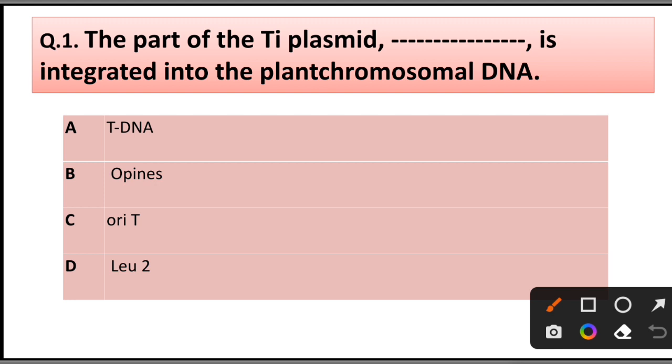Question number 1. The part of Ti plasmid dash is integrated into the plant chromosomal DNA. tDNA, opines, Ori T, Liu 2. Correct answer is option A, tDNA.